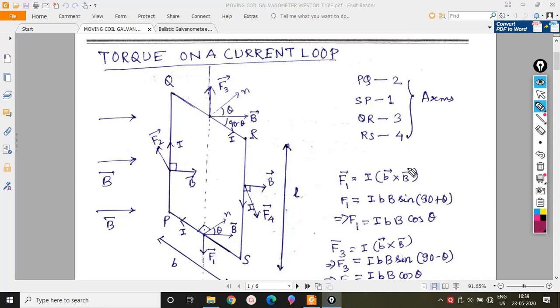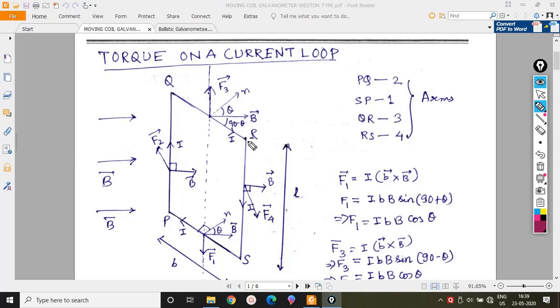So this formula is going to be used here to find the force on the arms of the loop. So let us move on. We'll concentrate on the diagram here. In this diagram you have a rectangular loop. There is a uniform magnetic field shown by B, and the loop's name is PQRS.